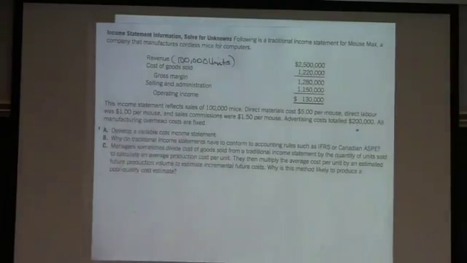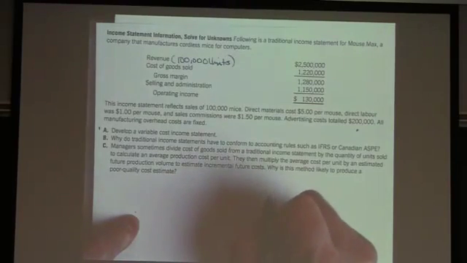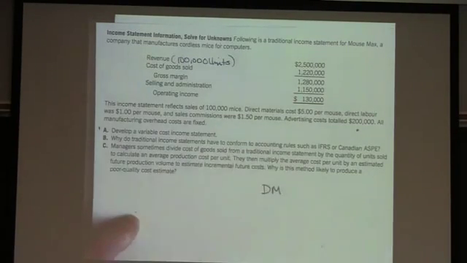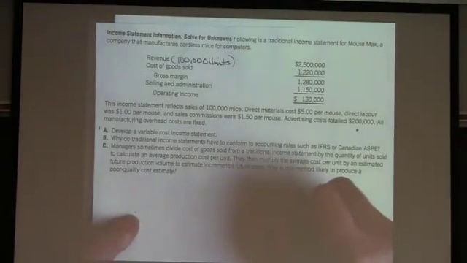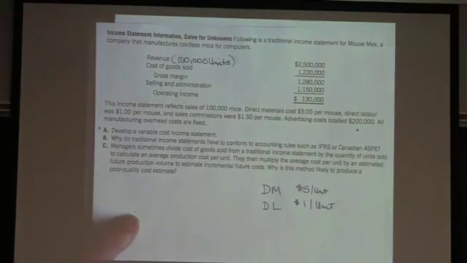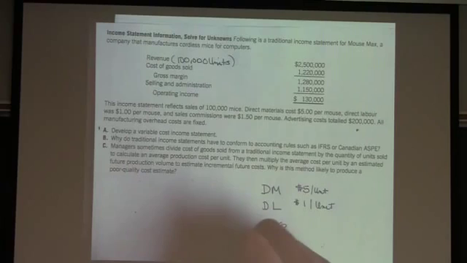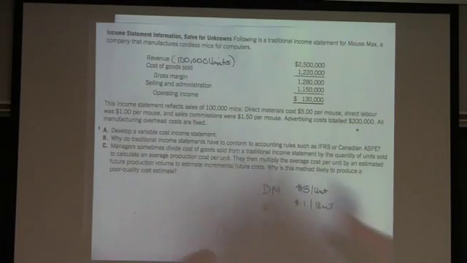Now, we're told that the cost of goods sold has direct material. I'm going to use short form: direct materials, DM, at $5 per unit. Direct labor is $1 per unit, and the unit is per mouse. And sales commission, which is part of SG&A, selling, general, and admin expenses, is $1.50 per unit.